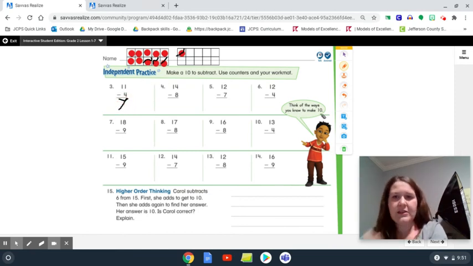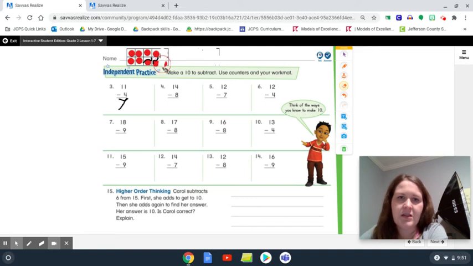All right. So I'm going to use my eraser. I'm going to get rid of this. Yeah, keep erasing. Come on. There we go.